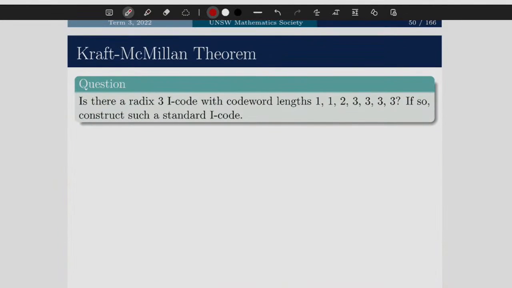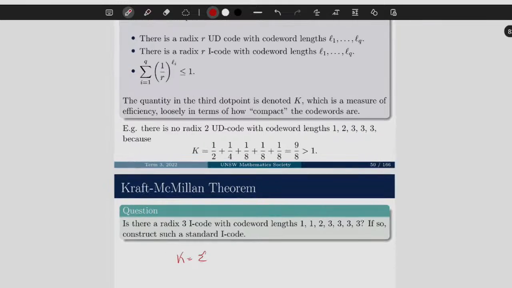An example of this that you can do is: is there a radix 3 instantaneous code with these given lengths? And if so, construct that instantaneous code. So let's just do a really quick check using this. Oh my gosh, my throat is so not okay today.